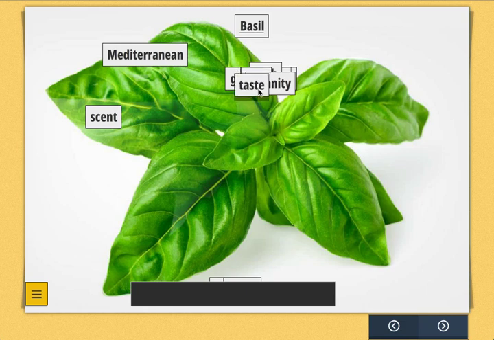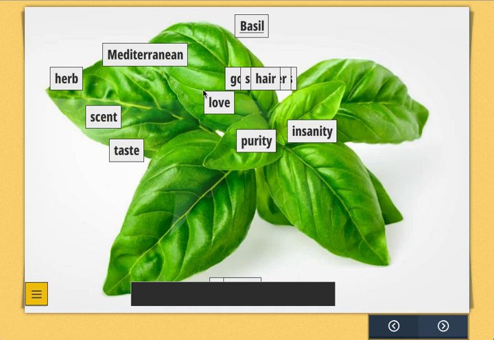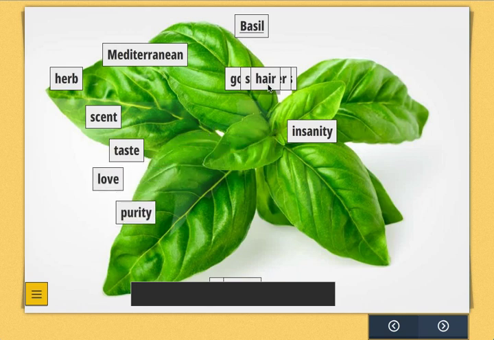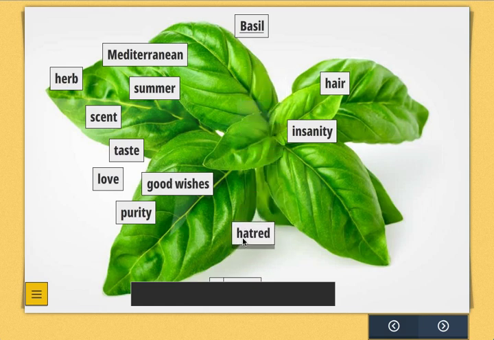It's a very sensory herb, obviously. We're thinking about scent and we're thinking about taste. Some of the other connotations it has: the idea of the warmth of the Mediterranean and that sensory experience, but also symbolism associated with love, with purity. We'll come to those in a moment. Summer, good wishes. So it's got these really positive connotations of love, purity, good wishes, but it also has connotations of hatred, which is interesting to have that kind of confusion and juxtaposition.